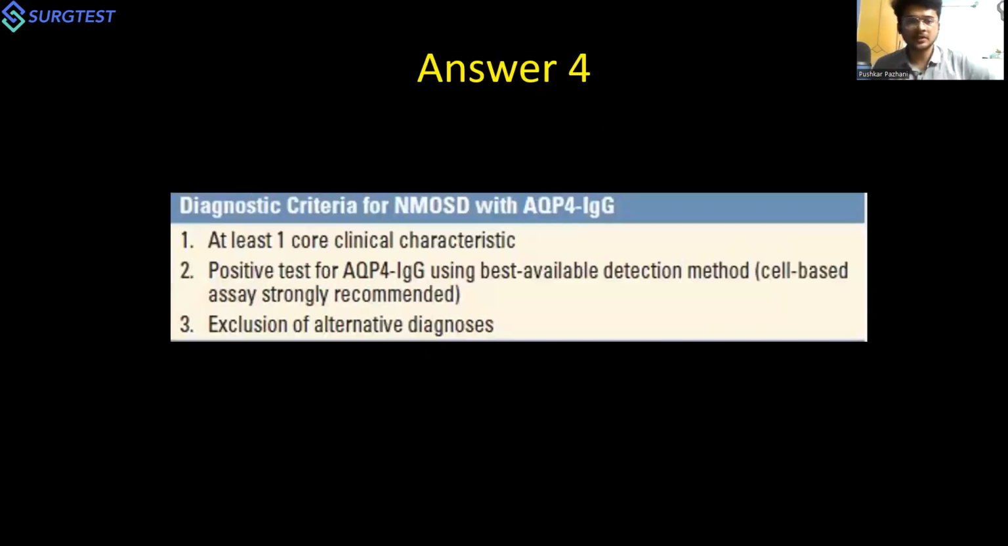So how do you diagnose a patient who is seropositive? A patient is seropositive for Aquaporin 4 IgG antibodies. Any one core clinical characteristic is enough. It could be a diencephalic syndrome, it could be a symptomatic cerebral syndrome, or it could be an area postrema syndrome, anything, nothing specific. And the positive testing for the Aquaporin 4 IgG should be done by a cell-based assay. Don't forget this, cell-based assay, and exclusion of alternative diagnosis. So diagnosing a seropositive NMOSD is much simpler. You just need one core clinical characteristic, exclusion of alternative diagnosis, and a cell-based assay positive antibody test.